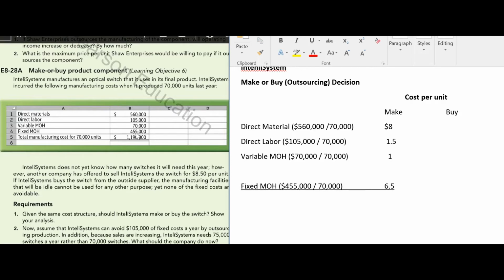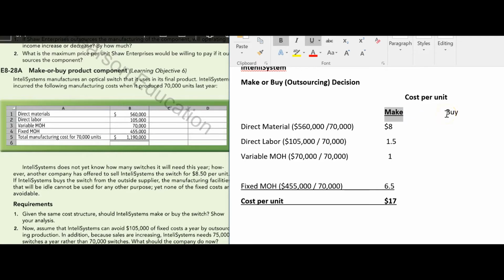So now you could figure out their total cost per unit if they make it. If you add all this, it's $8 plus 1.50 plus 1 plus 6.50. Let's do it, and I found it's $17. So if they make it, their cost per unit is $17. Right, so for one switch, they need to pay $17.